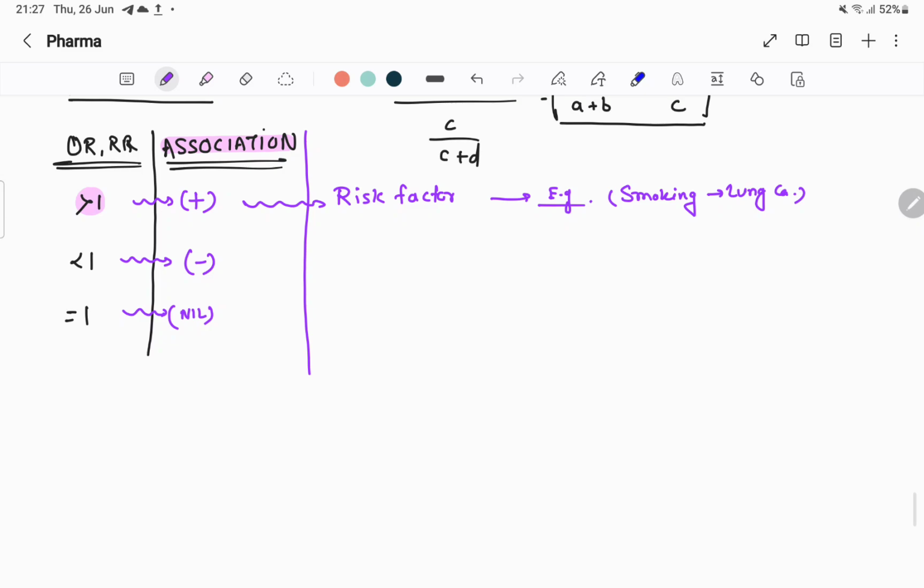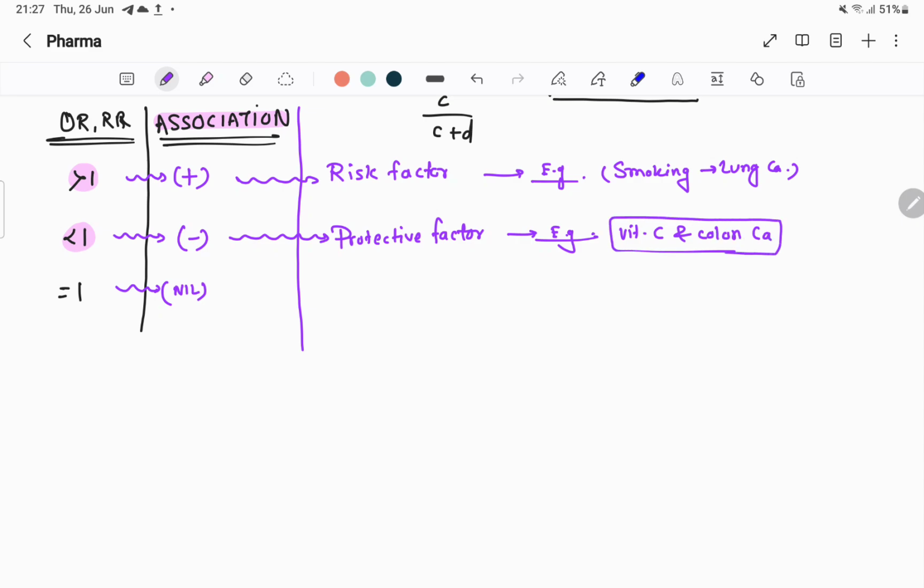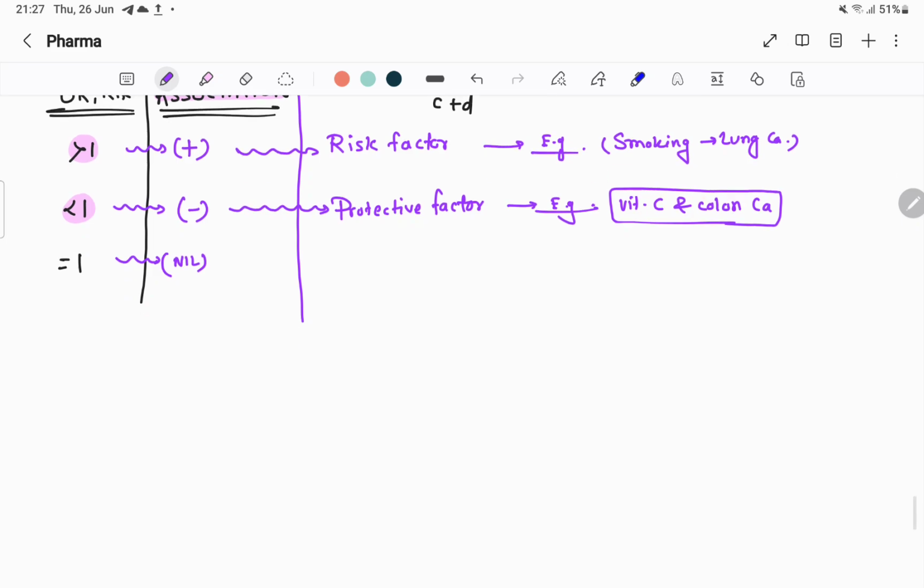Let's say cobalt is not causing lung cancer, but it is protective to your airways. Let's say you find out that cobalt is protective to your airways. So there is a negative association or inverse association. So cobalt becomes a protective factor. Which is a proven protective factor? Vitamin C and colon cancer. So vitamin C is protective for colon cancer. This is a negative association.